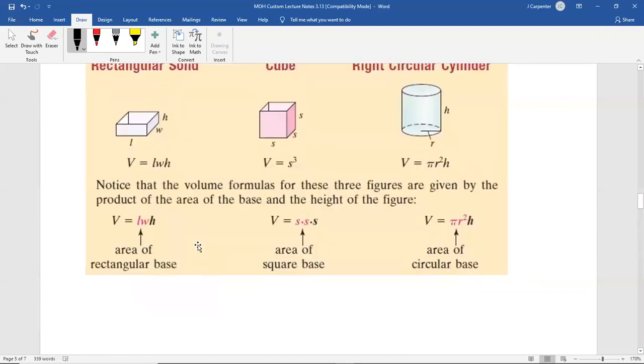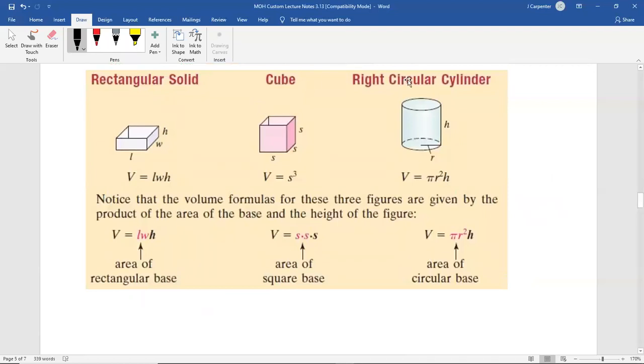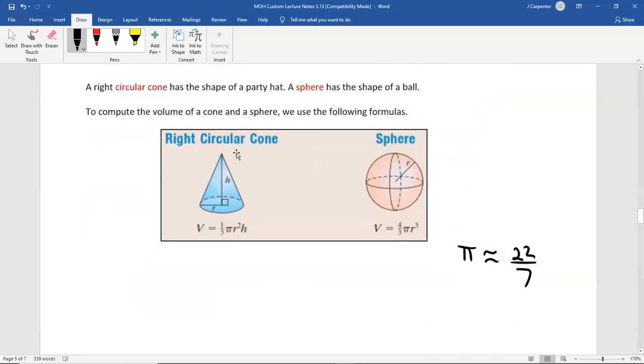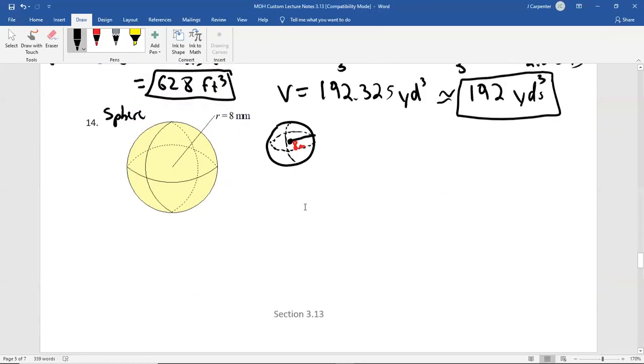All right, formula. Is it a box? Nope. Is it a cube? Nope. Is it a cylinder? Nope. Is it a cone? Nope. Is it a sphere? Yes. So here's our formula: 4/3 pi r cubed. You don't have to memorize that. You just have to know your shapes.